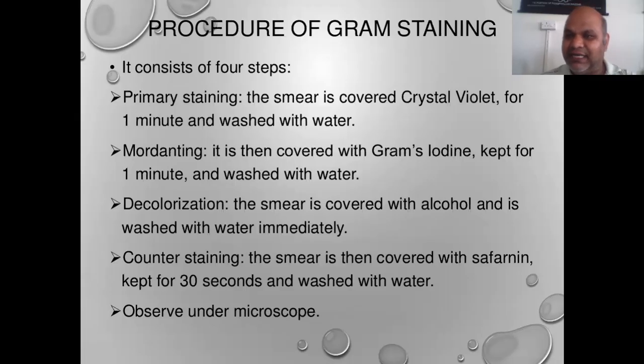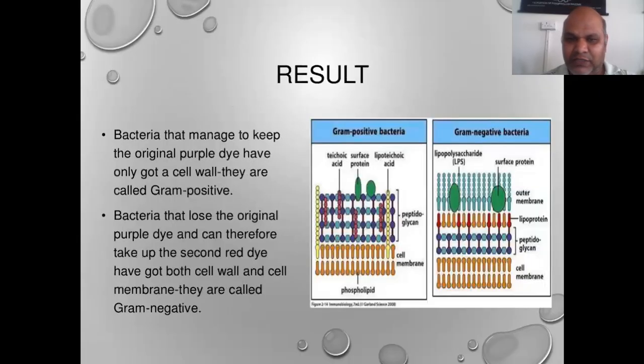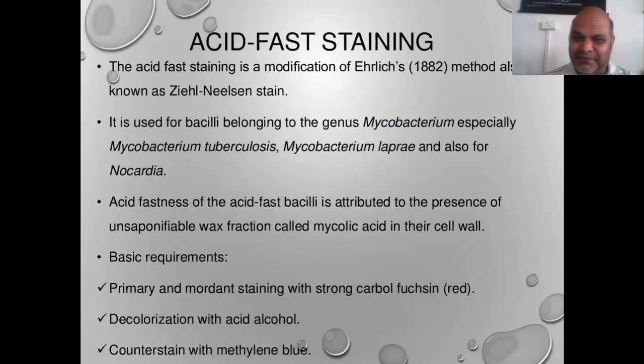It was kept for 30 seconds, then washed with water, and then we observe it under the microscope. When we look under the microscope, there are 2 different types of observations: blue color and red color. The blue coloration is of Gram positive bacteria and the red coloration is of Gram negative bacteria. Always remember that blue is Gram positive and red is Gram negative.